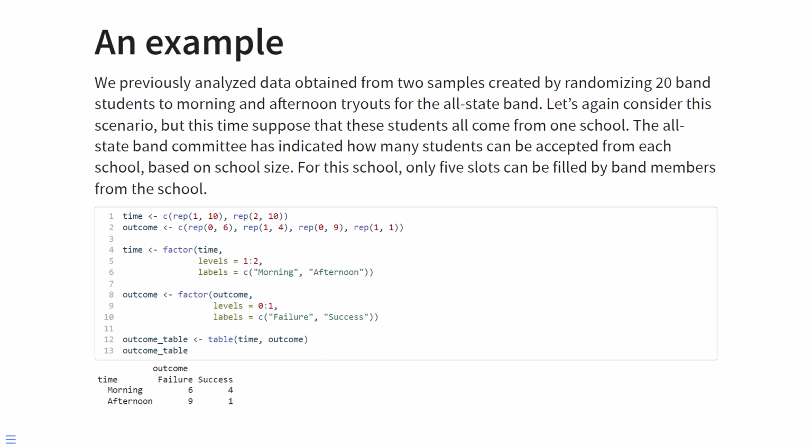In this case, notice that we have 40% success or 4 successes in the morning and 10% success or 1 success in the afternoon. So the difference in proportions, our delta hat, is going to be 0.3, positive 0.3 if I subtract afternoon from morning, and negative 0.3 if I subtract morning from afternoon.